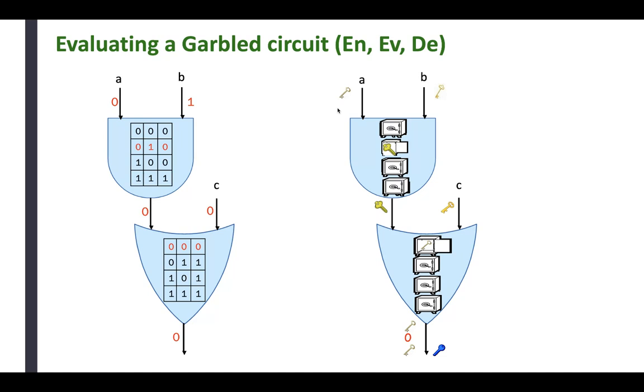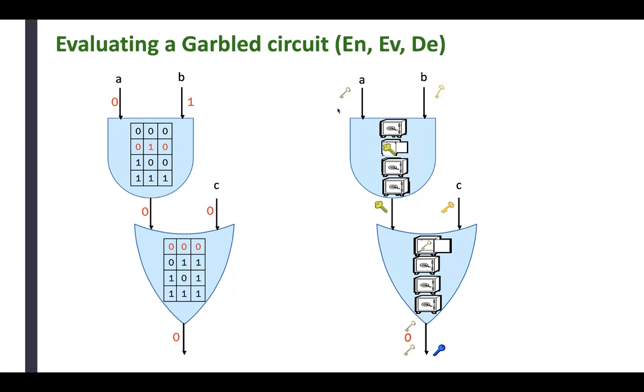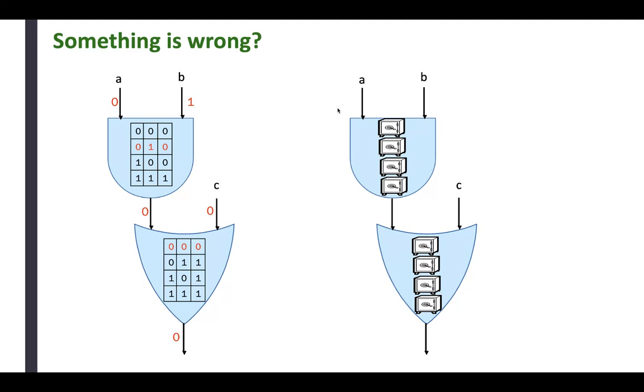Right? So this is how we do encoding, evaluation in the garbled domain, using a garbled circuit on garbled or encoded input, and finally we get encoded output, which can be decoded using the decoding information. Okay? Now, this seems to be working fine, right? Because everything is hidden now with the lock and keys, and we are getting only the function output. But there is something wrong here. Let me tell you what is wrong in this solution.